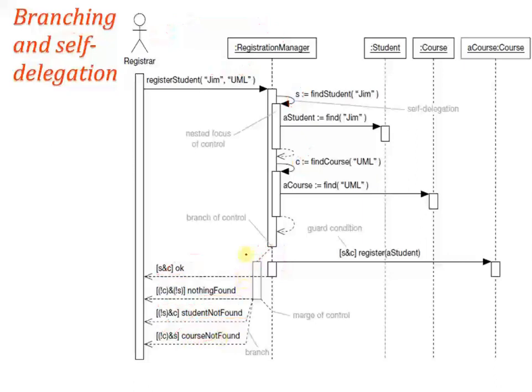Remember students, every message we represent by using a continuous thick line, but for a reply message we use a dotted line representation. So such a thing is called branching and self-delegation.